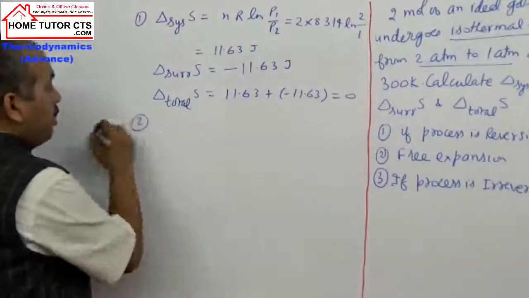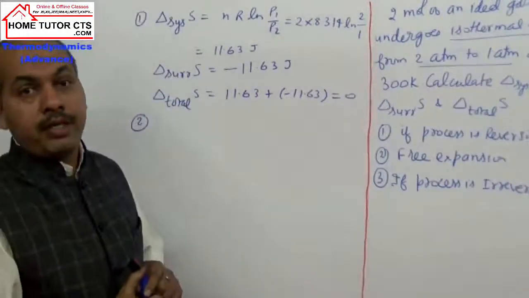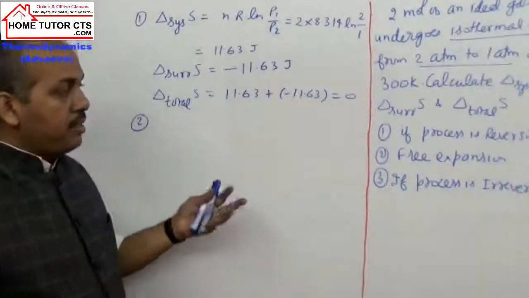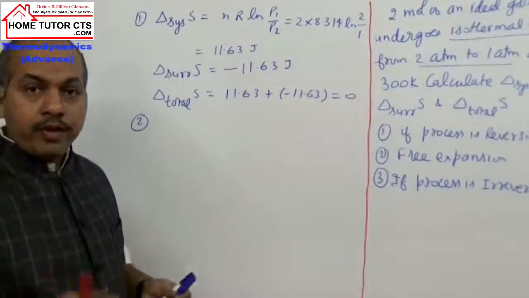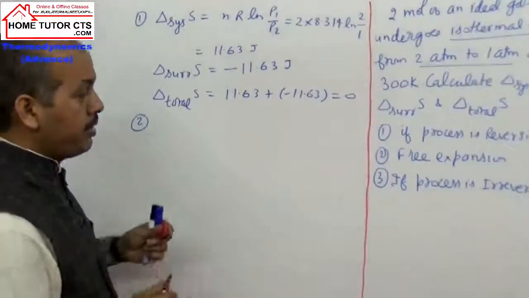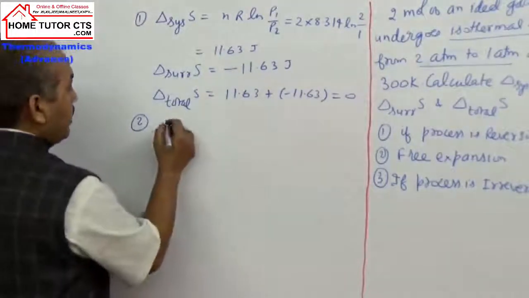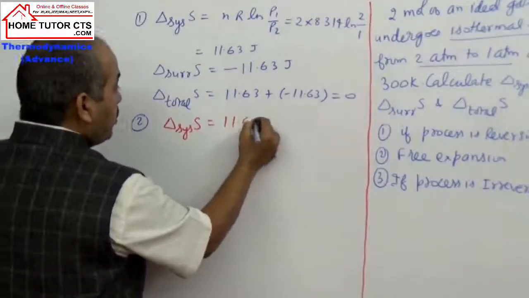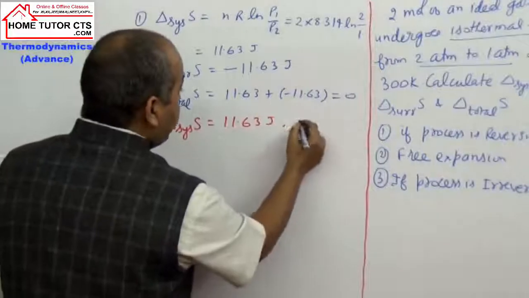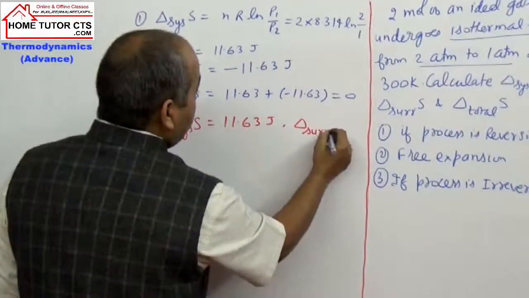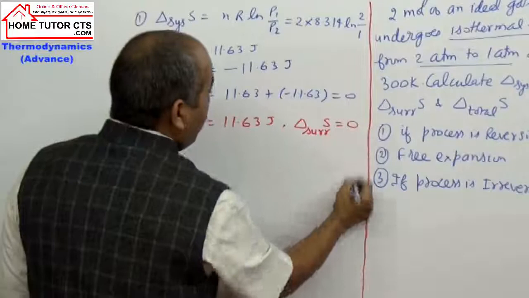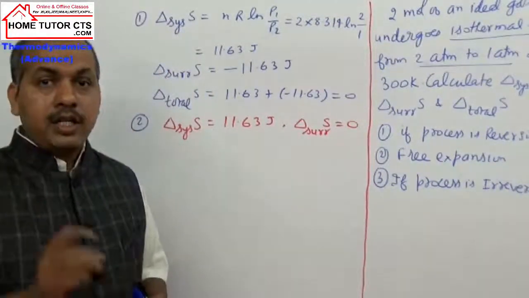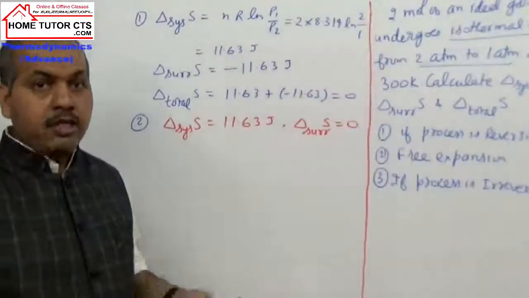Now in second bit of the question, in free expansion. In free expansion means when the gas undergoes expansion, there is no work done. Basically in free expansion by surroundings. So in this case, delta S system, first of all, we can write here, will be same 11.63 joules only, but delta S surrounding will be how much in this case? 0. Because in free expansion there is no work done.